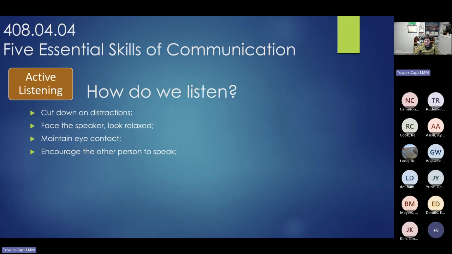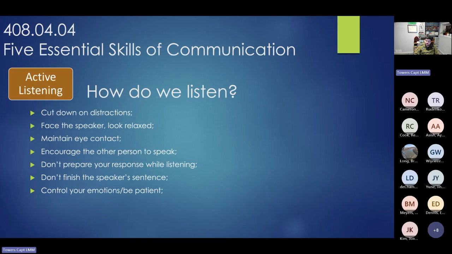Don't prepare your response while listening. This is something I've been guilty of many times before, but you can't do it. You can't listen and prepare your response at the same time. You need to actively listen to it, take a moment to process what they said, and then prepare your response. You don't want to finish the speaker's sentence. You want to let them finish talking. You want to control your emotions, be patient, ask questions.